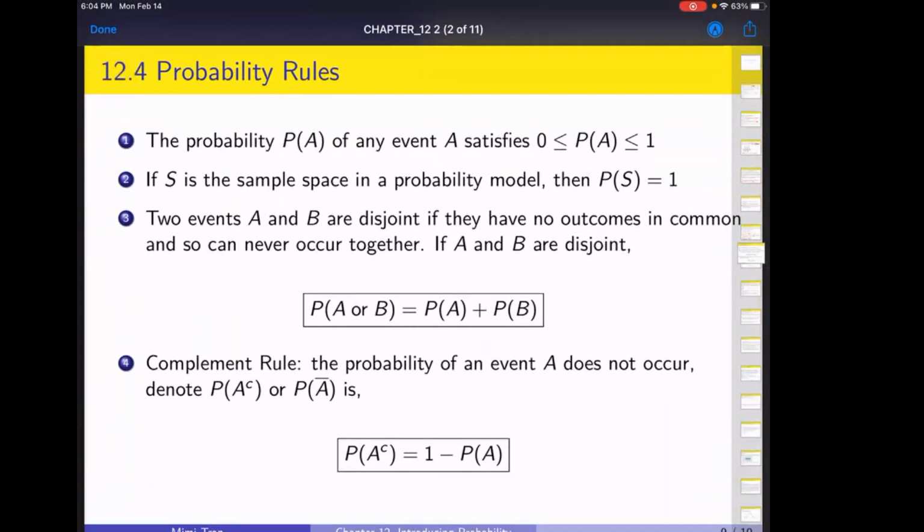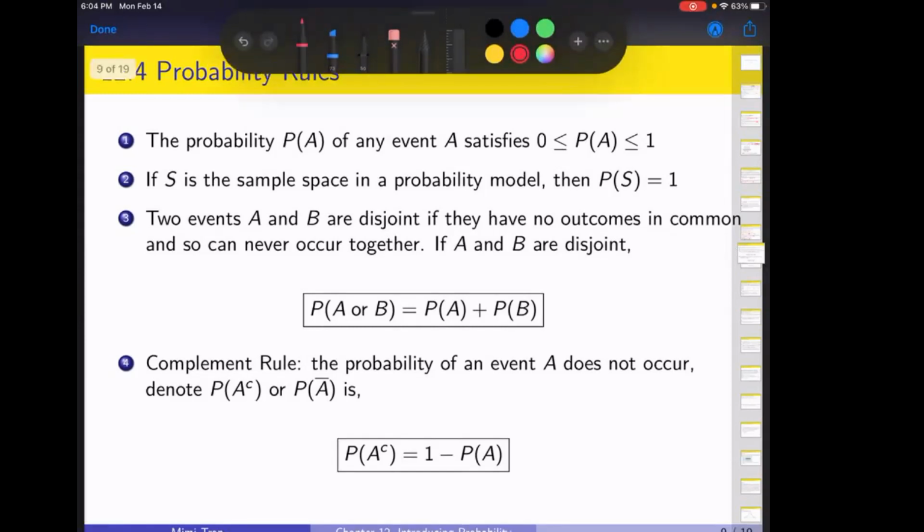The probability of event A, denoted P of A, is between 0 and 1. That's what the first rule said. It cannot be less than 0 or greater than 1. It has to be between 0 and 1, right? If S is the sample space of a probability model, then P of S equals 1. Remember, the sample space consists of all possible outcomes, so the probabilities of all possible outcomes should add up to 1.